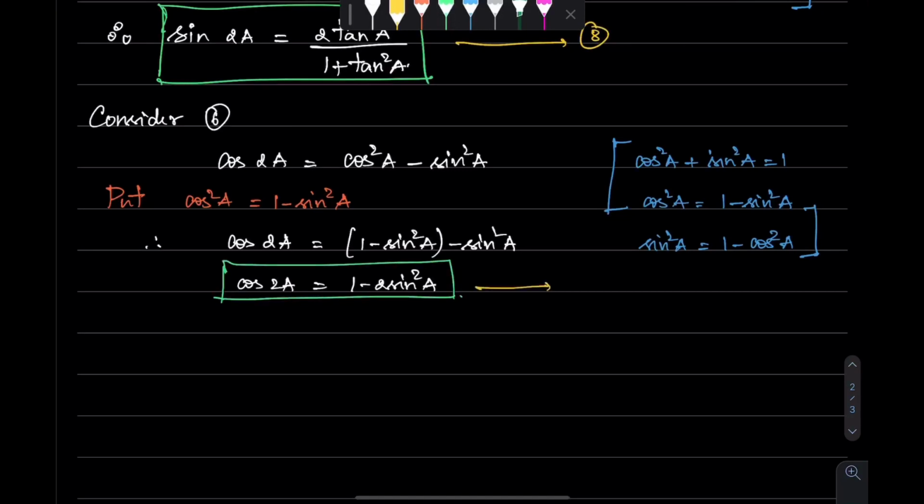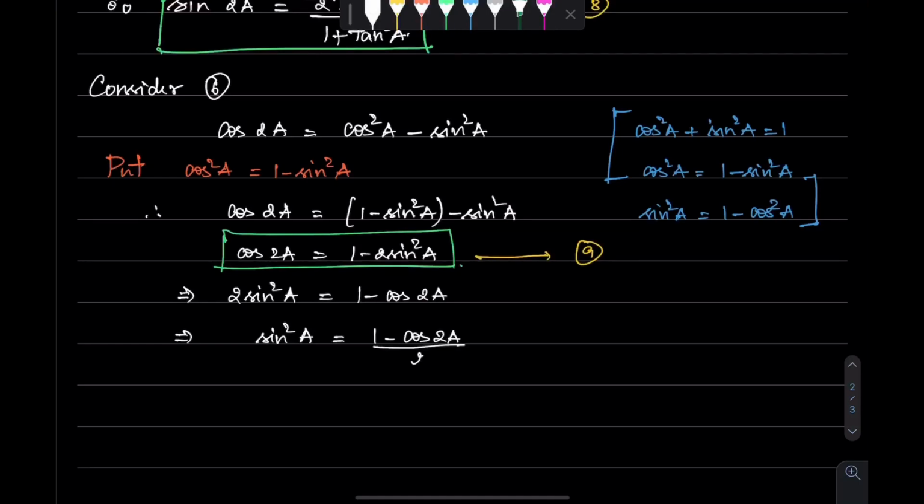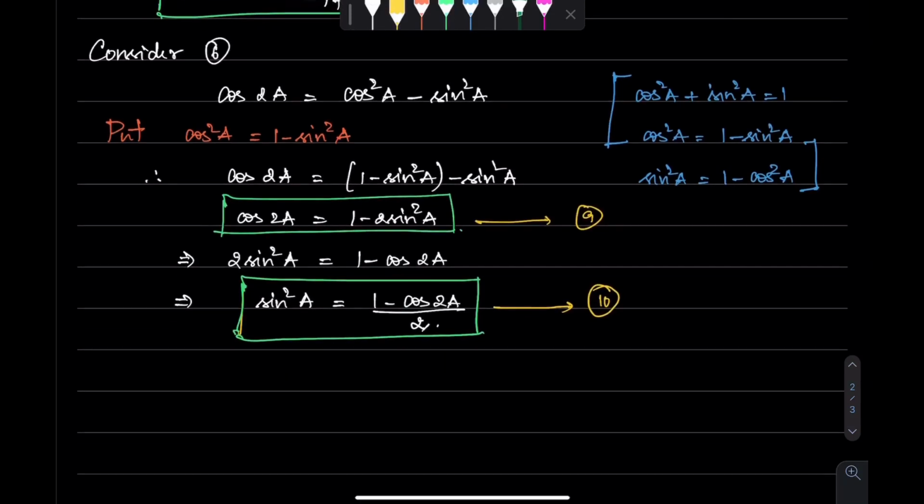Now the interesting part from here is that I can rewrite this to get sine square a. So I get 2 sine square a is equal to 1 minus cos 2a. So from this, what is sine square a, children? It will be 1 minus cos 2a by 2. So this is your another result which I can get from the same cos 2a result. So I think you understand, if you know cos 2a as cos square a minus sine square a, you can derive the other results instantly like this.